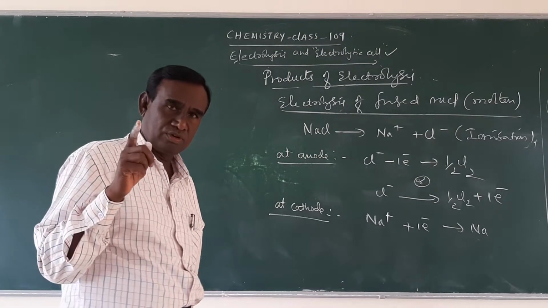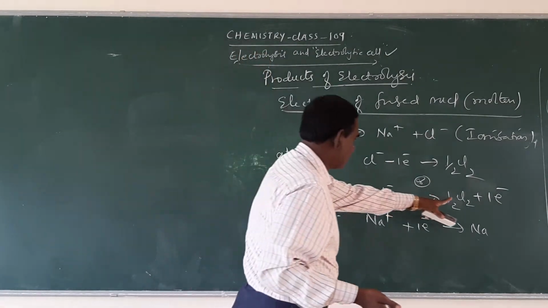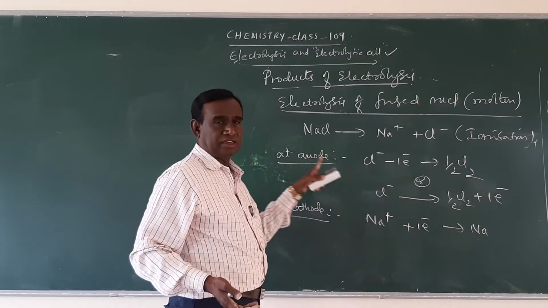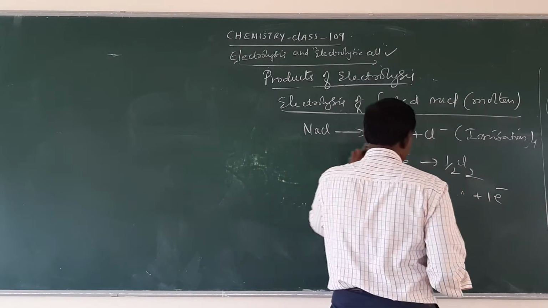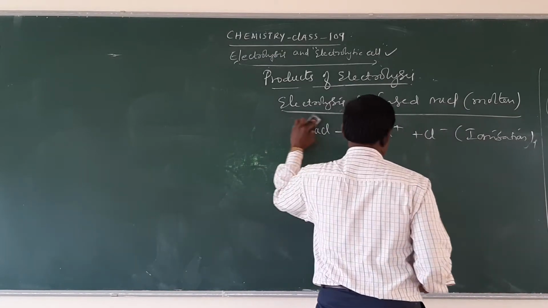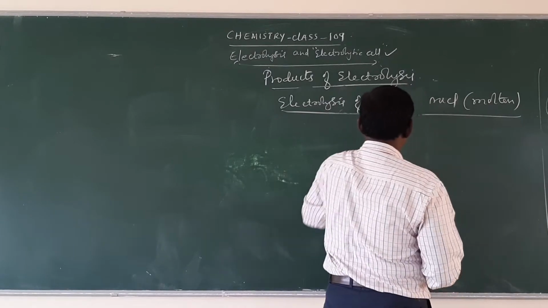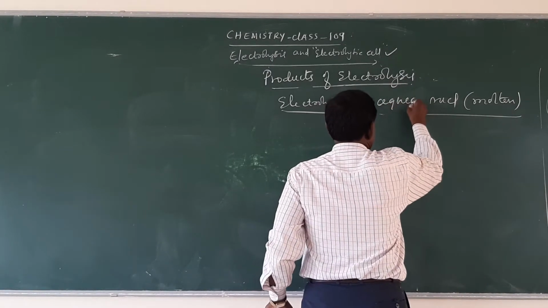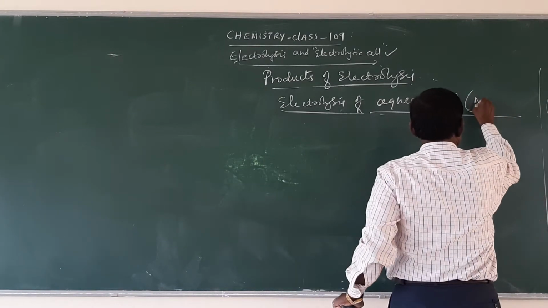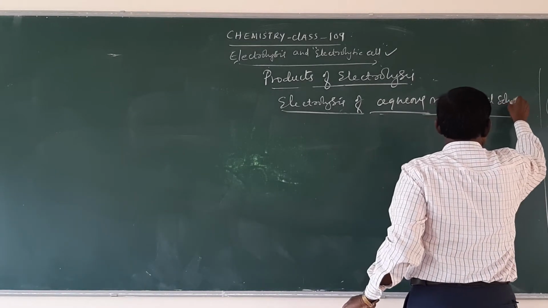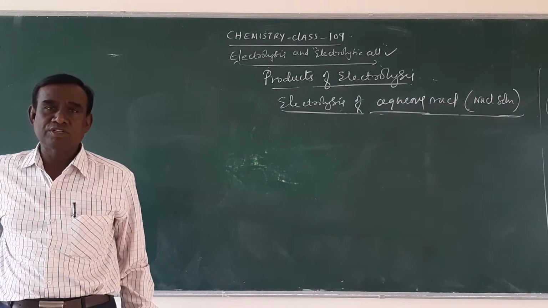The products formed during the electrolysis of NaCl are chlorine gas at the anode and sodium metal at the cathode. Okay, coming to the next electrolysis, that is the electrolysis of aqueous NaCl. Remember, aqueous NaCl, that is NaCl solution. What happens when an aqueous solution of NaCl is subjected to electrolysis?